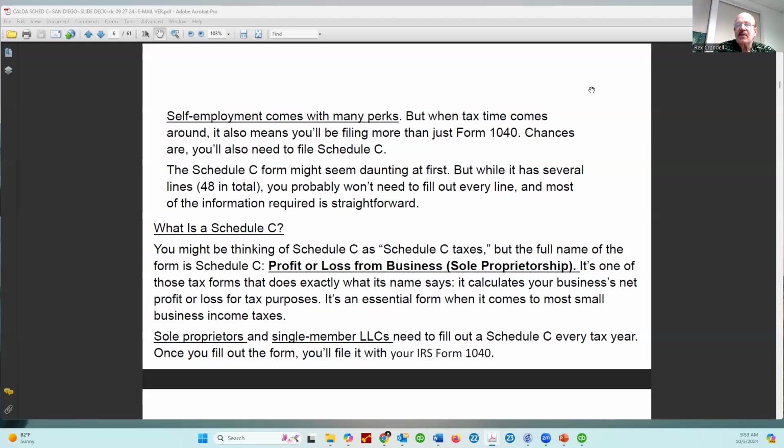Sole proprietors can use the form, and so can single member LLCs, or limited liability companies. What that means is the person has formed a limited liability company with the state, and there's only one owner. Normally it would be shareholder, but LLCs call their owners members. The sole proprietor and single member LLCs need to fill out a Schedule C every year. Once you fill out the form, you'll file it and attach it to your Form 1040.